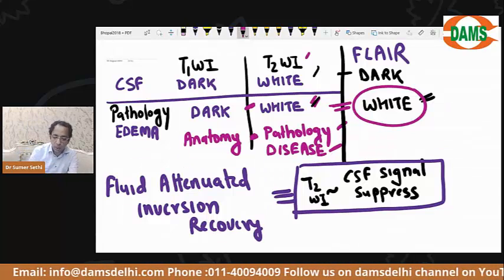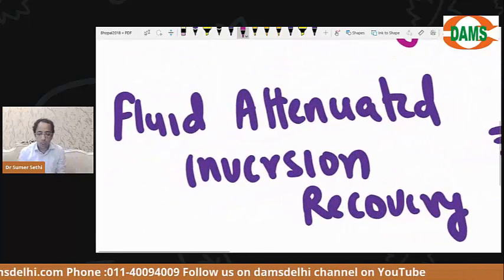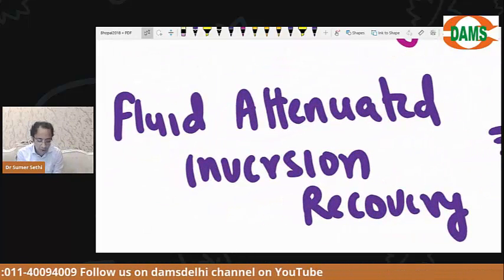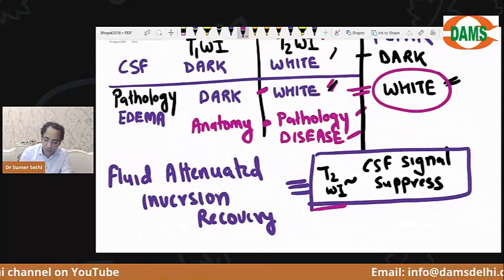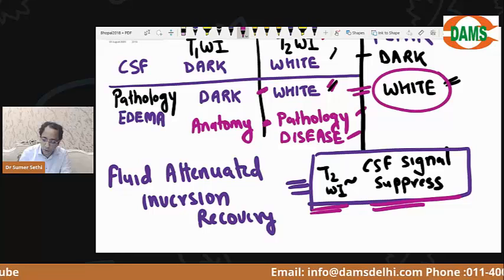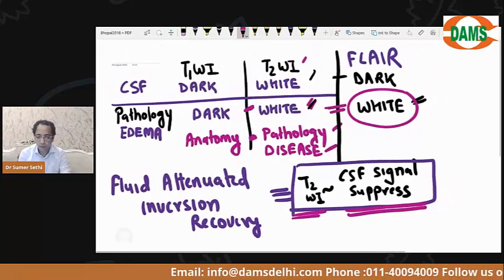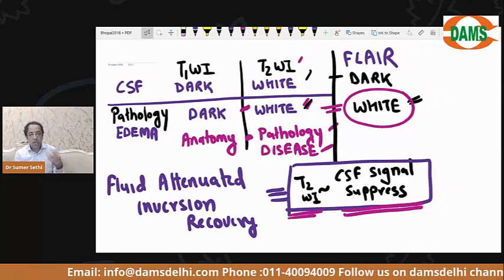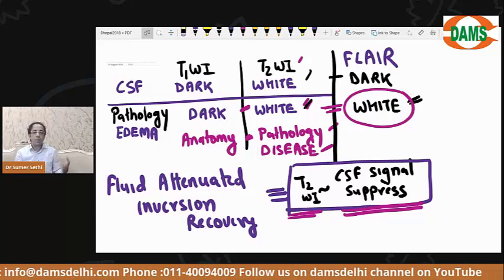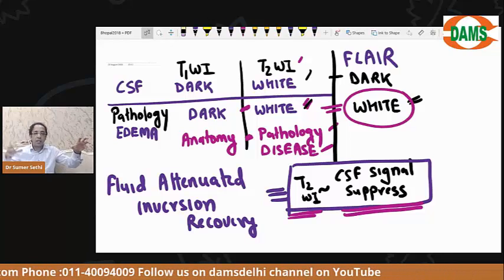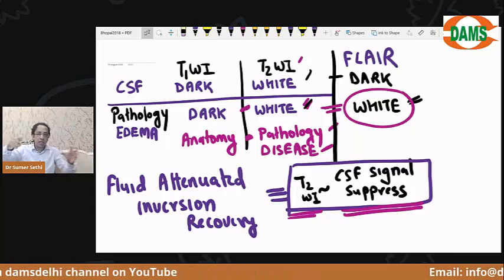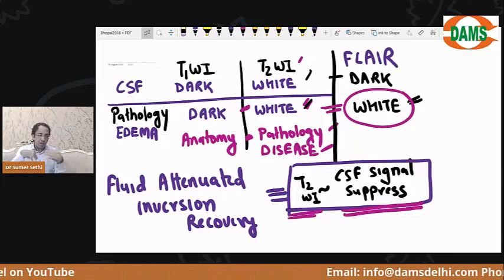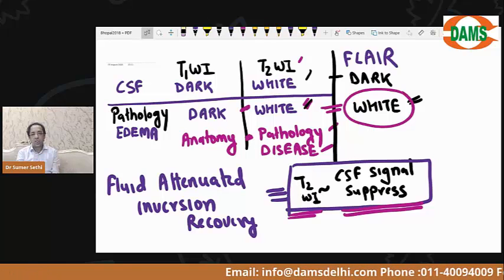FLAIR is a T2 weighted image. The full form is fluid attenuated inversion recovery sequence. ये primarily T2 weighted image है जिसमें CSF signal को suppress कर दिया गया. So it is utilizing the magnetic property difference between CSF and water inside the tissue, which is edema. There will be some magnetic field difference between them that is utilized by FLAIR.